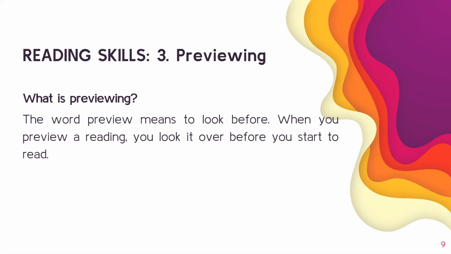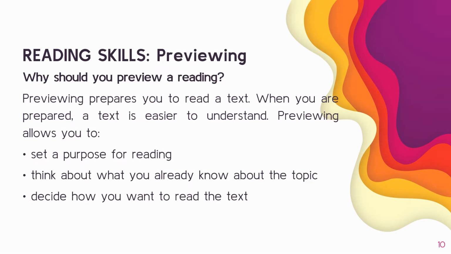So the third reading skill is previewing. The word preview means to look before. When you preview a reading, you look it over before you start to read. Previewing prepares us to read the text. When we are prepared, a text sounds easier to understand, because it allows us to set a purpose for the reading. So why are we reading this specific text?